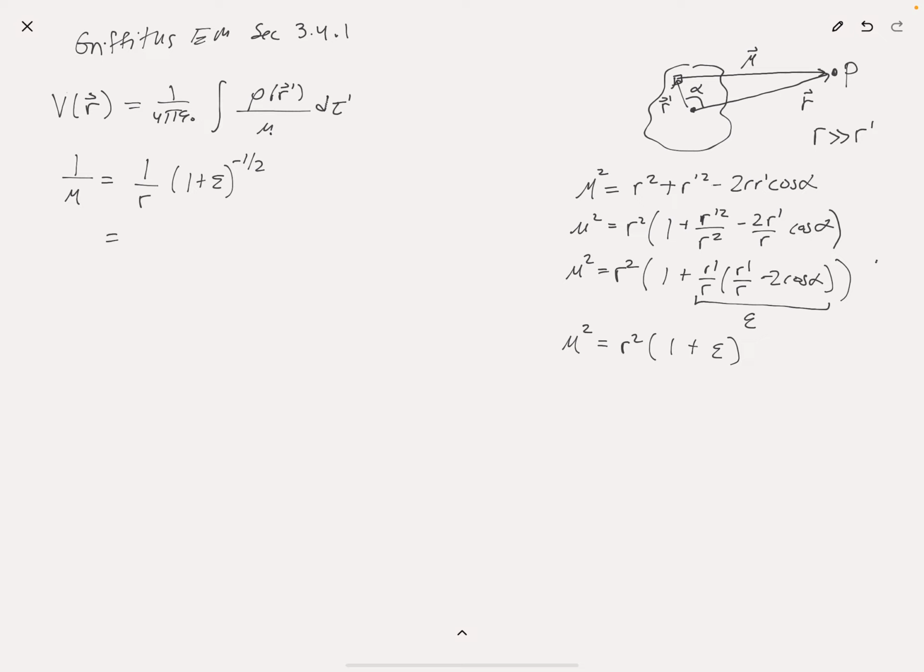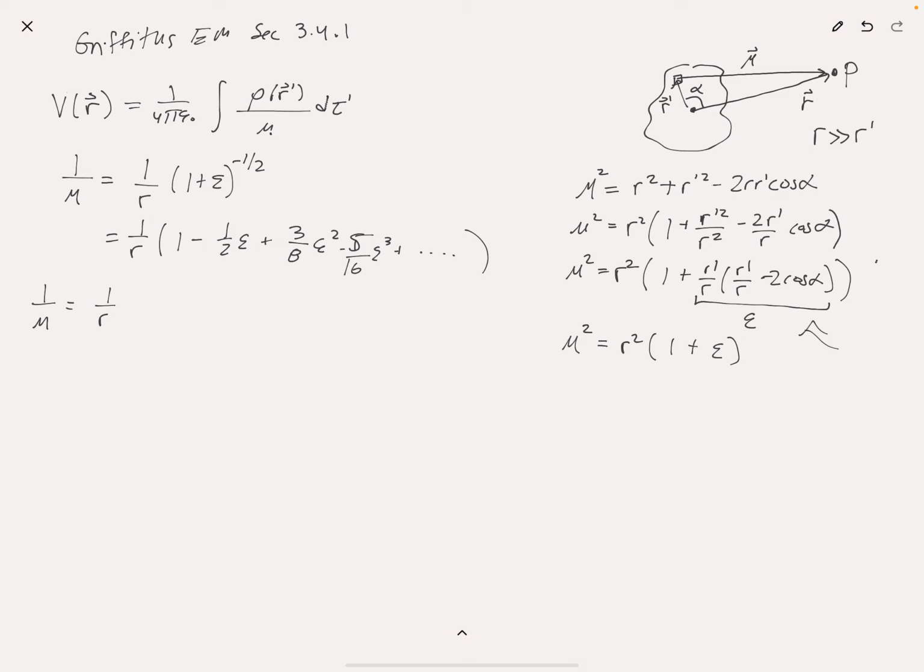Okay, 1 over R, doing the binomial expansion, except now I'm going to keep all of the terms. There are an infinite number of them, so I won't write all of them down. 1 minus 1/2 epsilon plus 3/8 epsilon squared minus 5/16 epsilon cubed plus blah, blah, blah. Now what I can do is plug in the value for epsilon, which is this chunk over here. Do some math if you want to. You can follow along in the book. I'm not going to do all of those math steps.